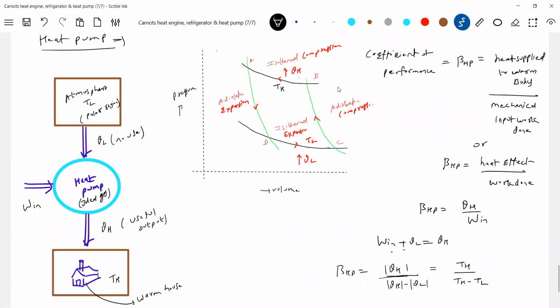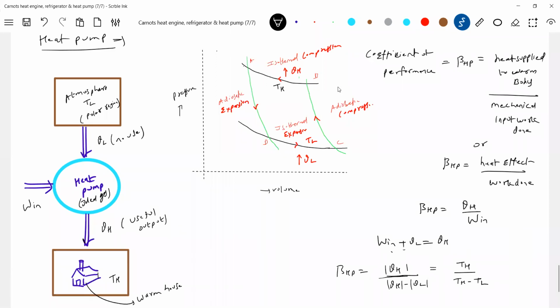Heat can flow on its own from a warm body to a cold body. Therefore, by doing mechanical work, we can extract heat from the cold body and give it to the hot body. See, why does anybody in India use a heat pump?